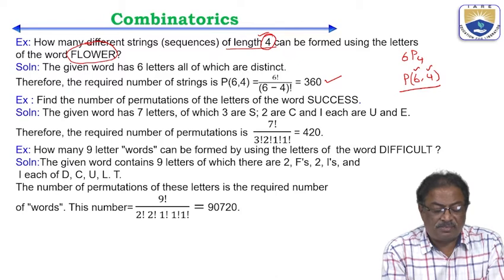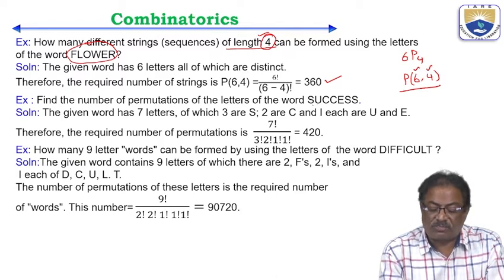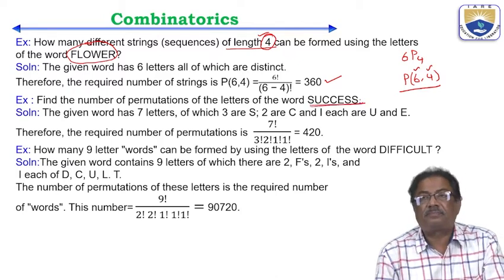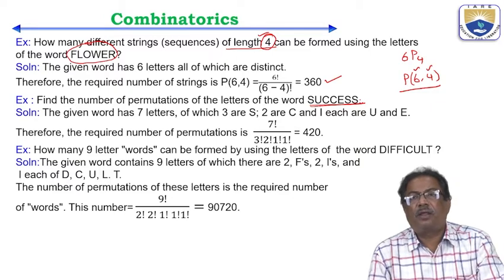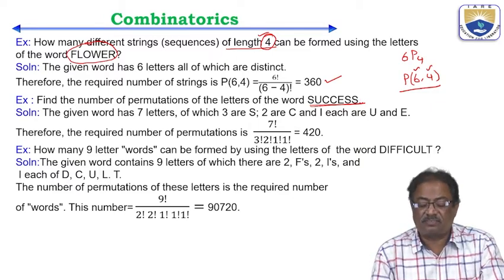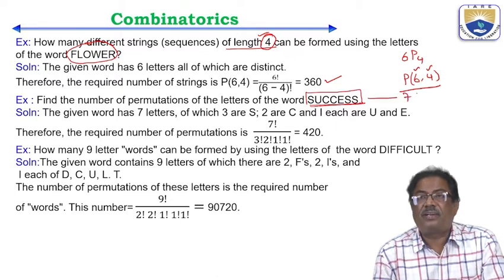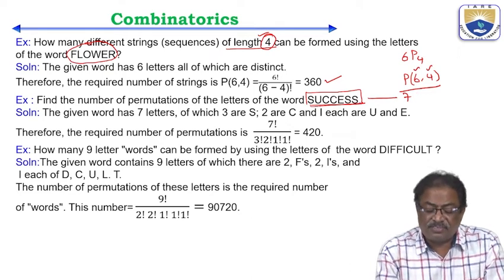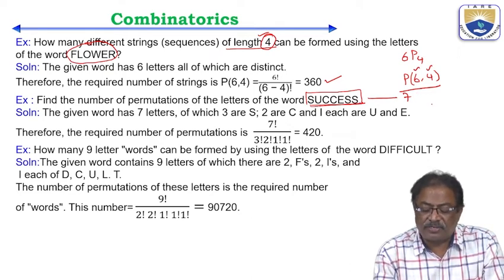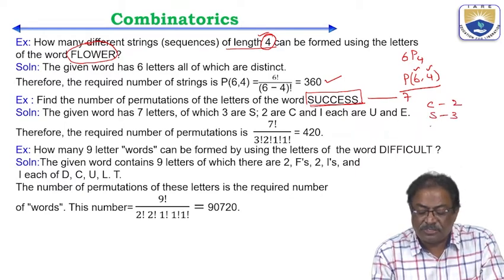The next one is to find the number of permutations of the word success. Success has 7 letters, and some of the letters are repeated. C is repeated 2 times, S is repeated 3 times, U appears 1 time, and E appears 1 time.